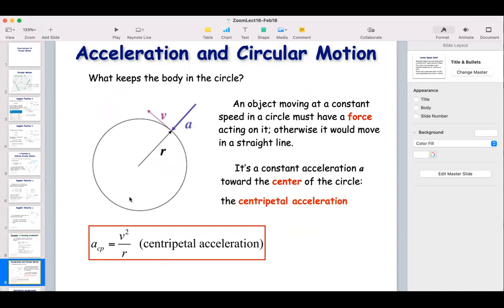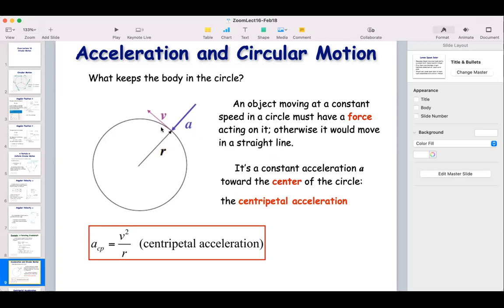An object moving at a constant speed in a circle must have a force acting on it. Otherwise, it will move on a straight line. And indeed, for example, if you and your friend take your hands and start to move in a circle, what will happen is if you open your hands, you stop going in a circle, right? To keep the circle, you need to have a force acting on it. Otherwise, you would just move in a straight line.